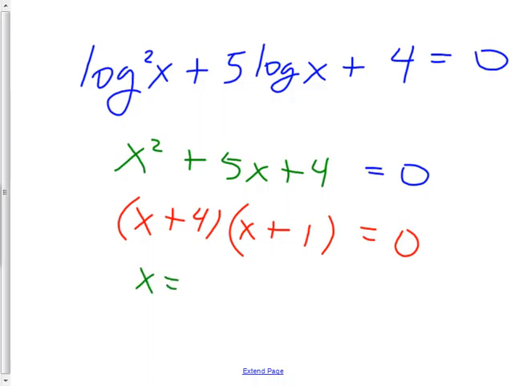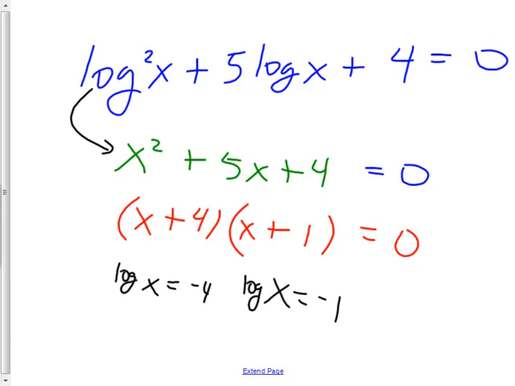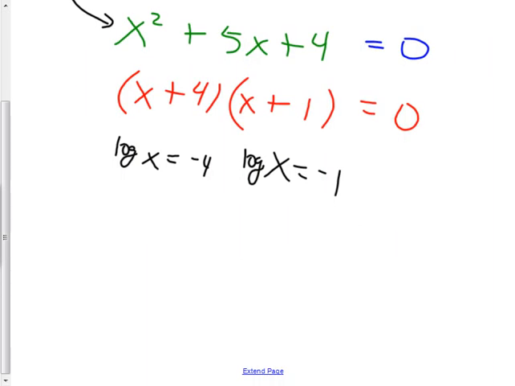X equals, change colors again. Let's go with black this time. X equals -4 and x equals -1. Why can't I just stay with that? Because it's not the right answer. I have to substitute the log back in. Remember, I changed the log into just an x. Now I've got to change my x into a log of x. Log of x. And then I solve those two and I'll have it.